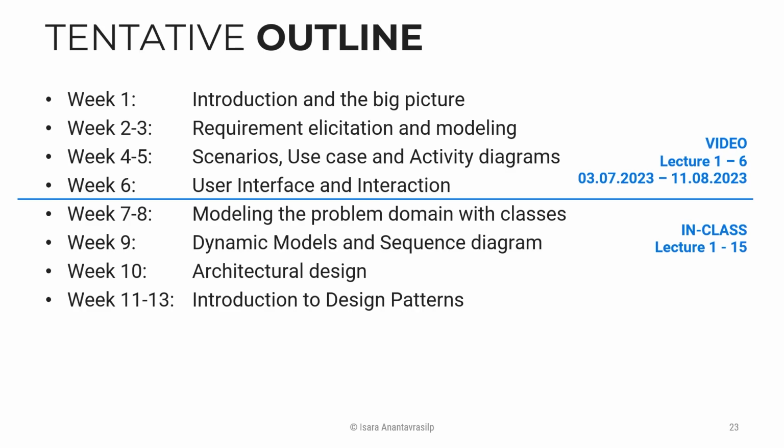And this is our tentative outline. Week 1, introduction and the big picture. We just did that. Weeks 2 and 3, requirement elicitation and modeling. We're going to learn how to collect requirements from the customer and the users and how to transform that into a model. Then, moving on to weeks 4 and 5, we're going to do scenarios, use cases, activity diagrams, and then move on to the user interface, or UI, and the interaction between the human user and the machine, or your computer.